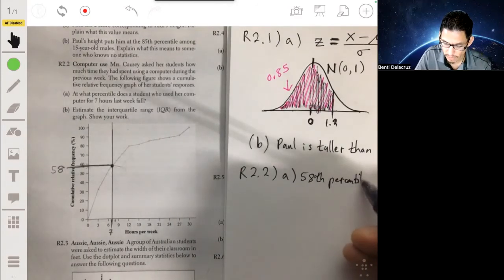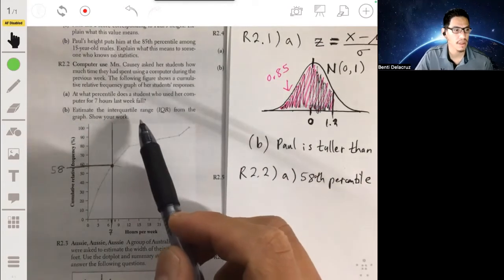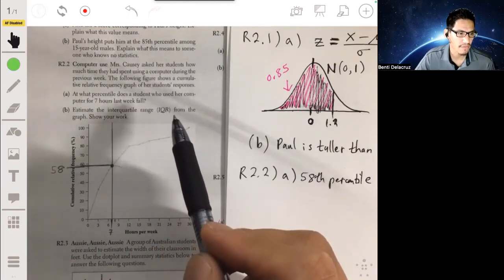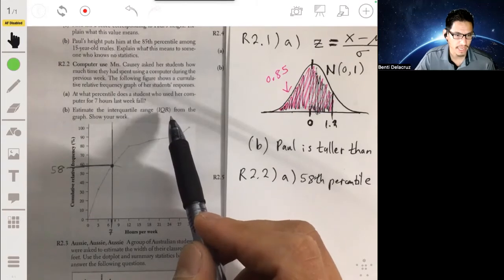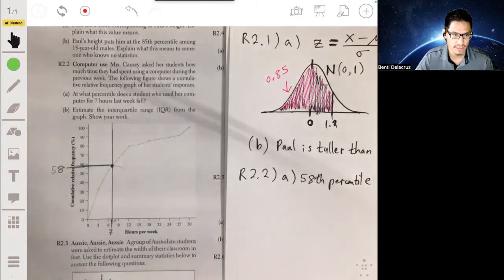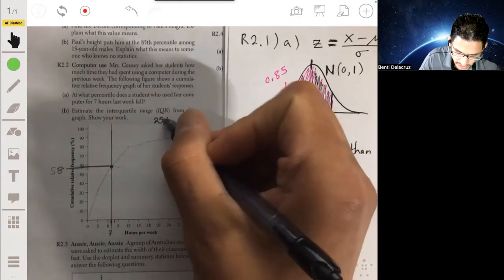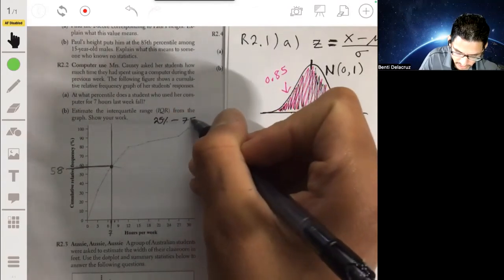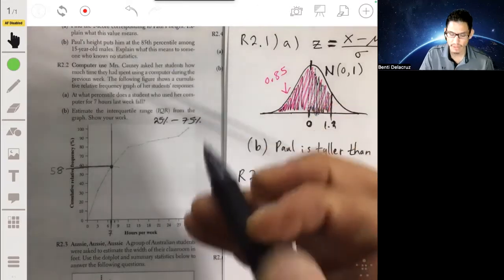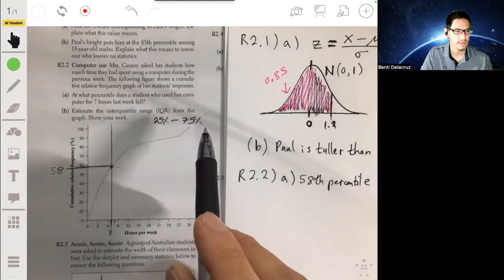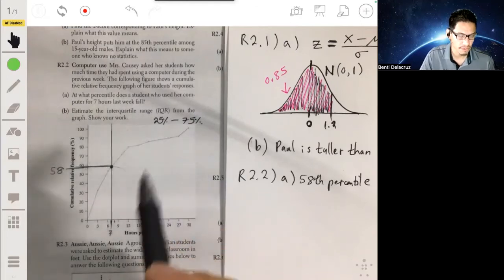Now, part B is asking, estimate the interquartile range, IQR, from the graph. Let's remember what the IQR, or interquartile range, is. We're talking about basically from the 25th percentile to the 75th percentile. Remember the quarters: first quarter to the third quarter, Q1 to Q3.